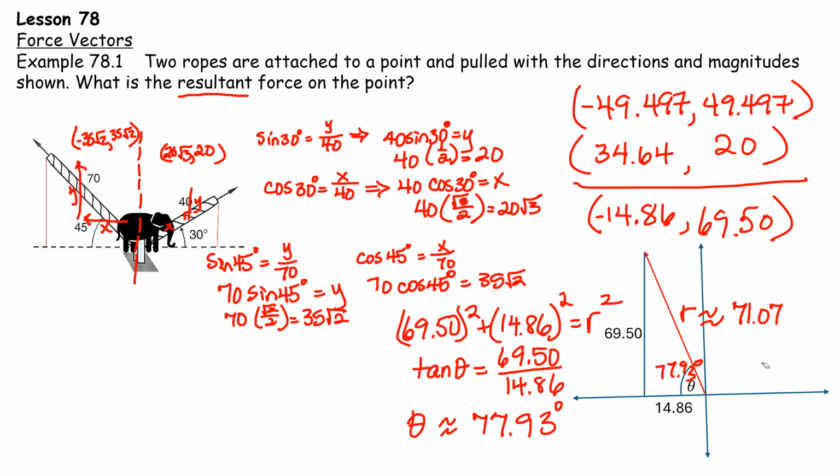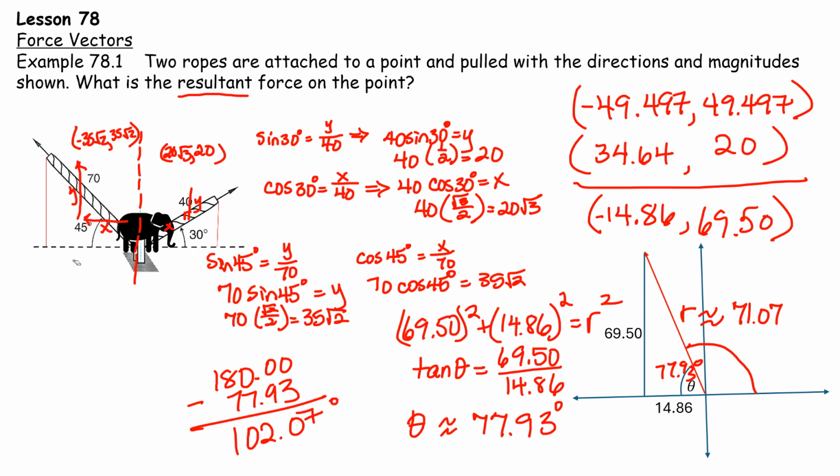All right, but that is not the angle I want for my answer. This is the angle I want. So I am going to subtract 77.93 from 180. And I get 102.07 degrees.